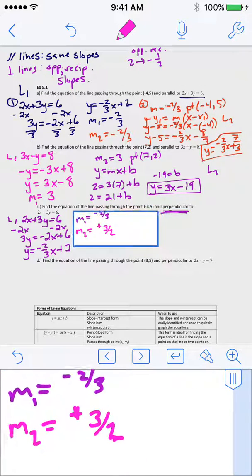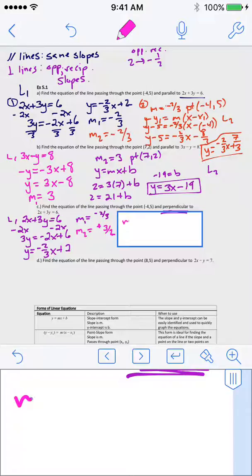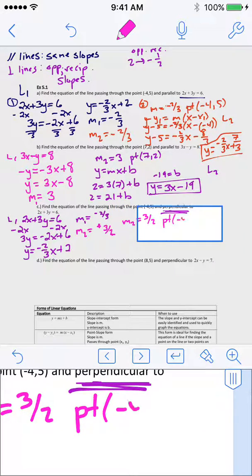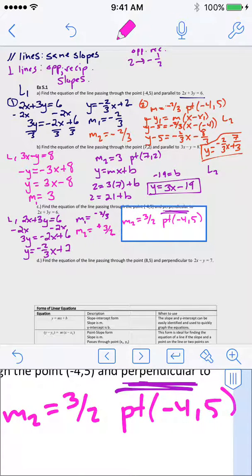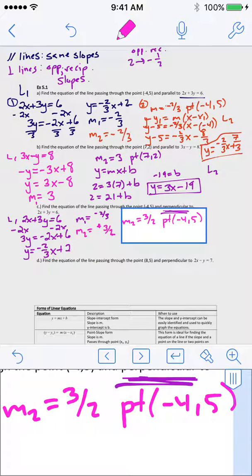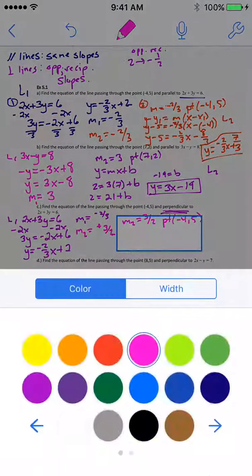But from there, once we've done that, it's the exact same problem. So we can take that new slope, m2 is equal to 3/2. And the point, let's see, what point did they give us? It was the same exact point, so negative 4, 5. And now it's just the problem where we have a slope and a point, and we can go and find the equation that matches using either point-slope form or slope-intercept form. Once again, I'm going to use point-slope form just for repetition's sake.